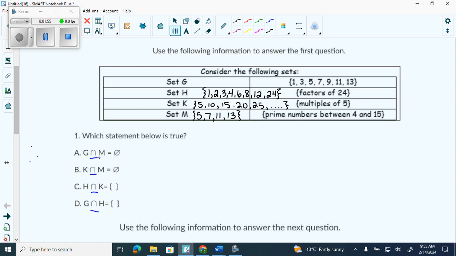All right. So this is and. And means it has to be in where? Starts with a B. Rhymes with oath. Both. Crazy, I know. So it has to be in both. So G and M. What is this? Empty set. What are these? Empty sets. They're all empty sets. Empty sets means they're disjoint.